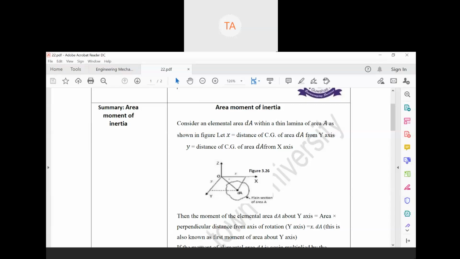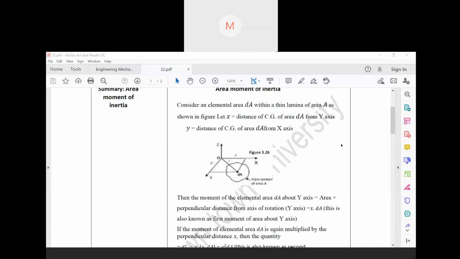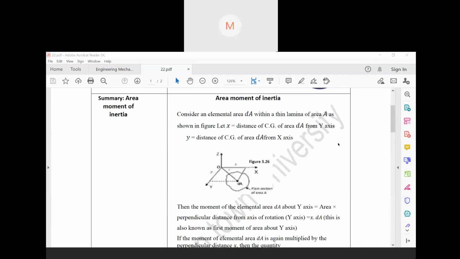These are simple derivations that we will discuss. First, let us discuss a derivation, then we will do one numerical like yesterday. So, what is area moment of inertia? If you consider an elemental area dA with a thin lamina of area A as shown in figure, then let x be the distance of the area dA from the y axis, and y the distance of the area dA from the x axis.